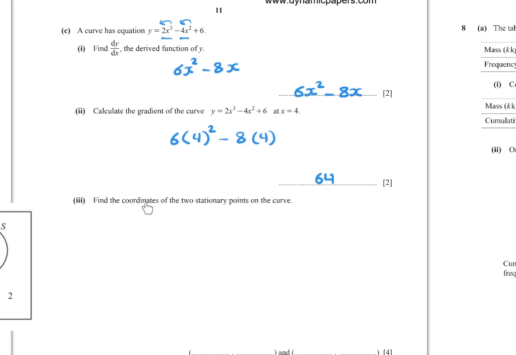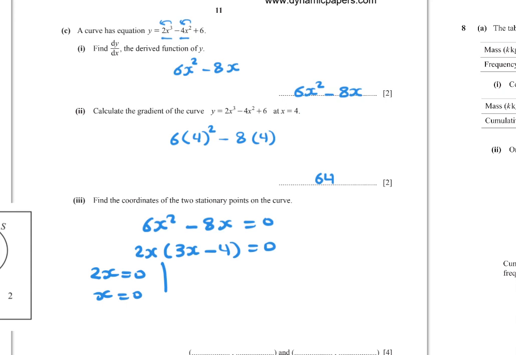III, find the coordinates of the two stationary points on the curve. To find the stationary point, equate the derivative to 0. So 6x^2 minus 8x equals 0. Factorize. You can take 2x as common factor, so you are left with 3x minus 4 equals 0. So we have two solutions: 2x equals 0, divide by 2, so x equals 0, this is the first solution, or 3x equals 4, so divide by 3, so x equals 4/3.